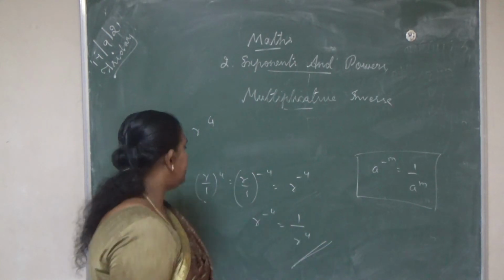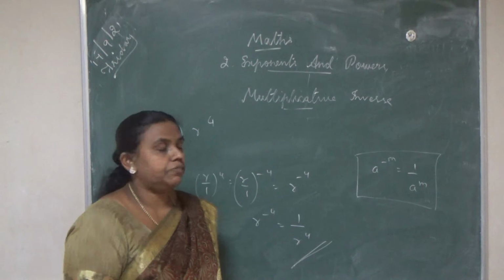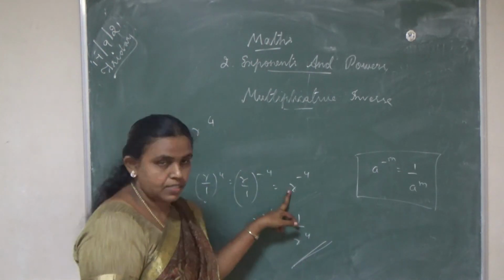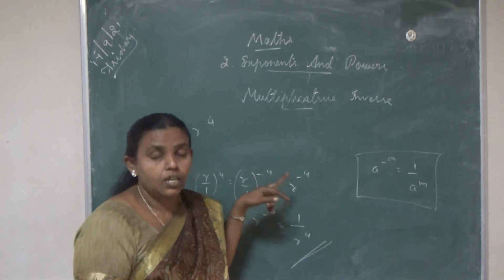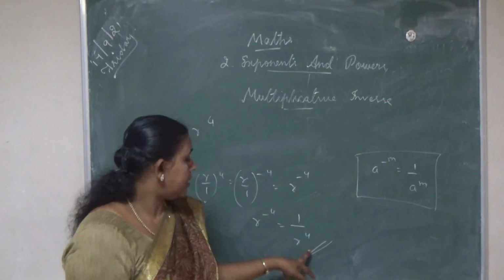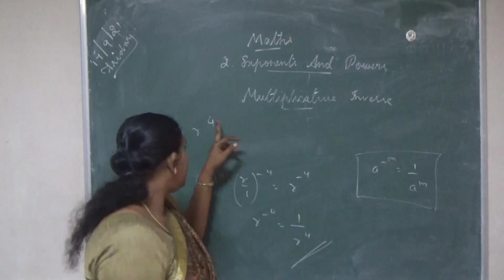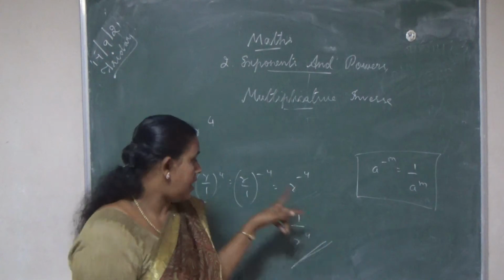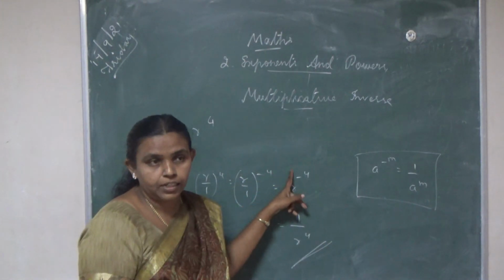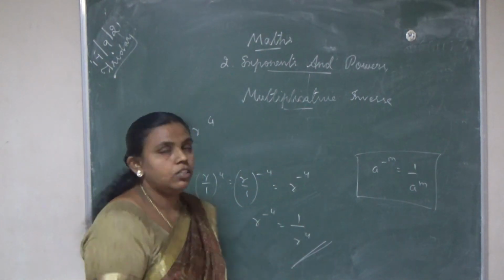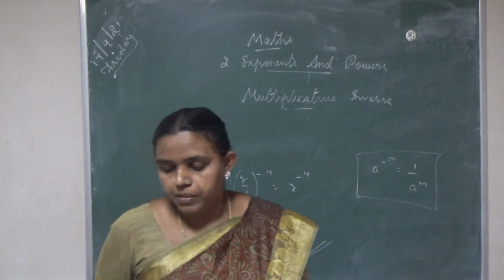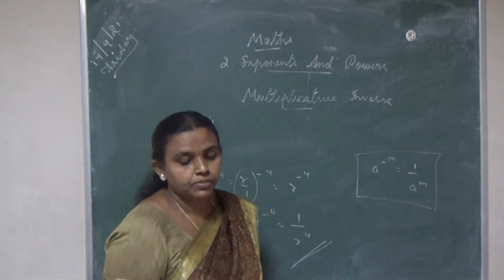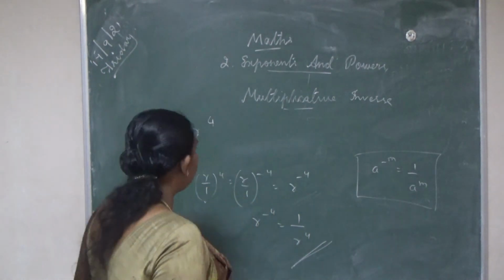First I found the multiplicative inverse. After that I have to write the positive exponent. See, if I get it here, it is a positive exponent. If I find the multiplicative inverse or reciprocal, I will get a negative exponent only. Again I have to convert that into a positive exponent. Okay, so the second problem, 5 by 7 the whole power minus 5.